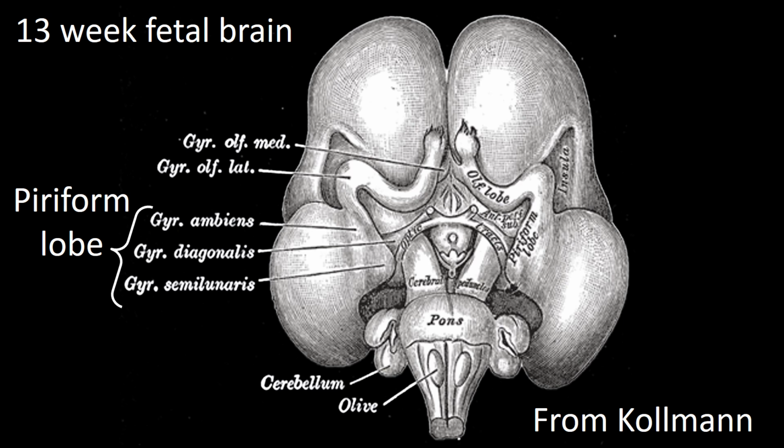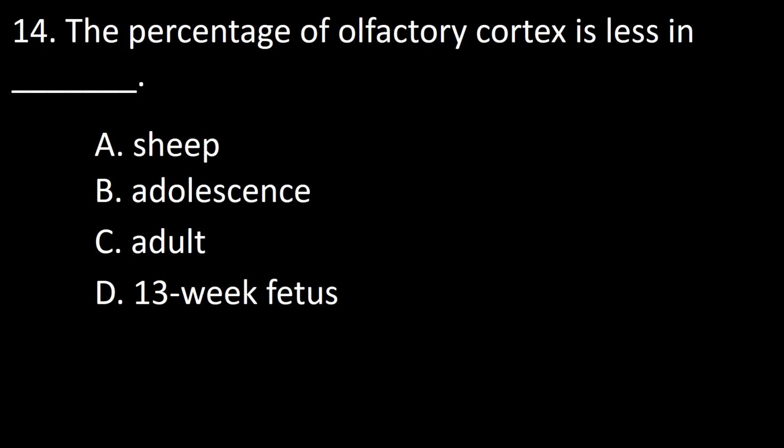Notice the presence of the piriform lobe, which encompasses the gyrus ambiens and the gyrus semilunaris, as well as the diagonal gyrus. This gyrus ends up becoming the horizontal component of the diagonal band of Broca. So the answer to this question is C.